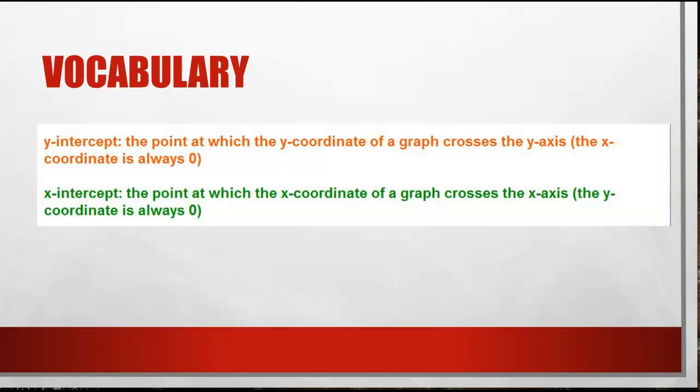So the x and y intercepts are the points at which the graph crosses the axis. The y-intercept crosses the y-axis when x is 0. The x-intercept crosses the x-axis when y is 0. So the opposite part of the ordered pair is 0 when you calculate your point. So to find the x-intercept, you plug 0 in for y. To find the y-intercept, you plug 0 in for x.